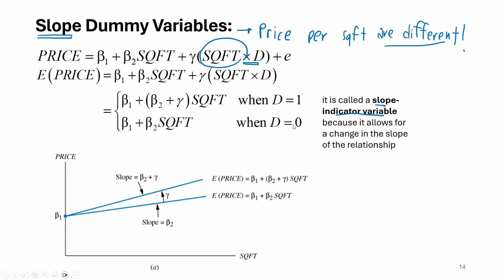For example, D equals 0 means not close to MRT, where D is the MRT dummy. If it's not close, it becomes the typical equation: price depends on beta 1 plus beta 2 times square feet. Then when the dummy equals 1, the square feet term is combined, so we can sum beta 2 plus gamma.